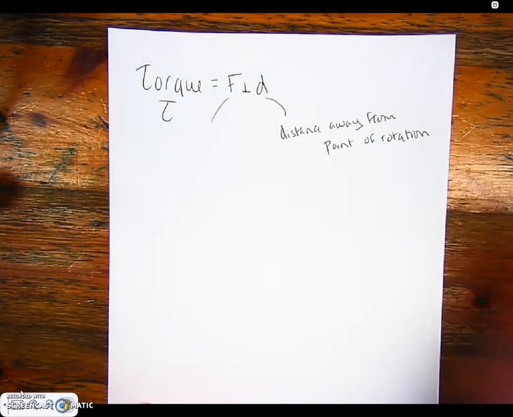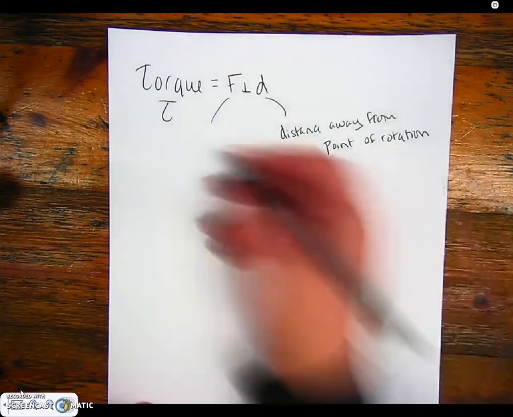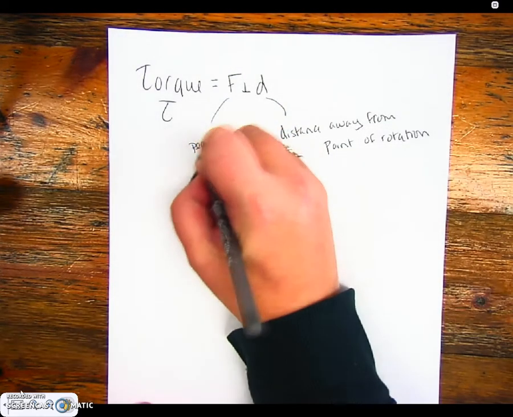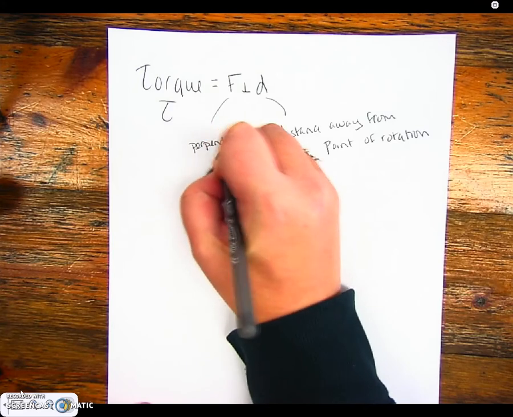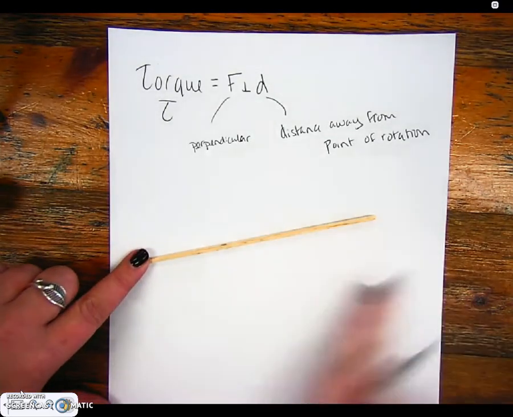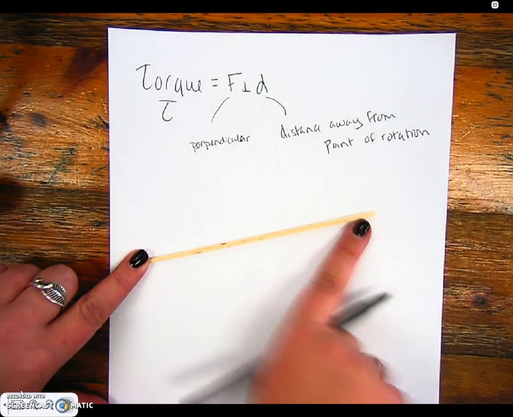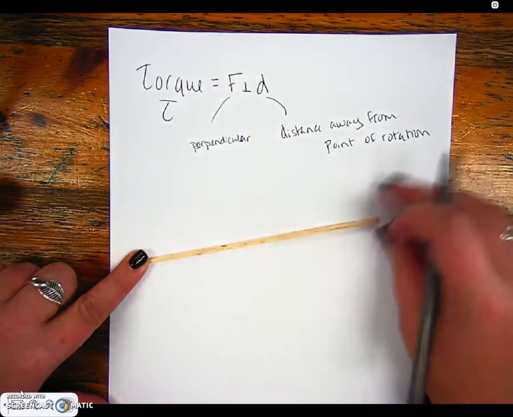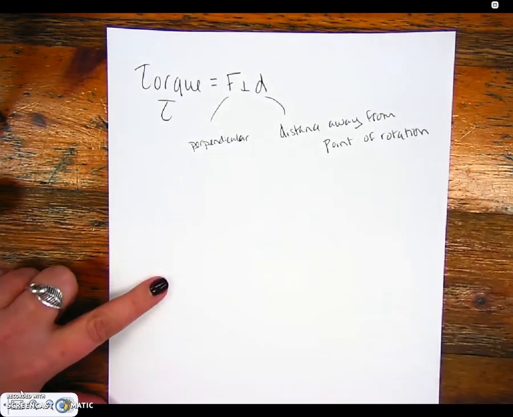And then this is just like whatever your applied force is, but remember that it is going to be only the force that is perpendicular to the object, right? So if I push at an angle like this, right, it would only be the force that makes a 90-degree angle with it. Right? And that's all we're going to look at for now.